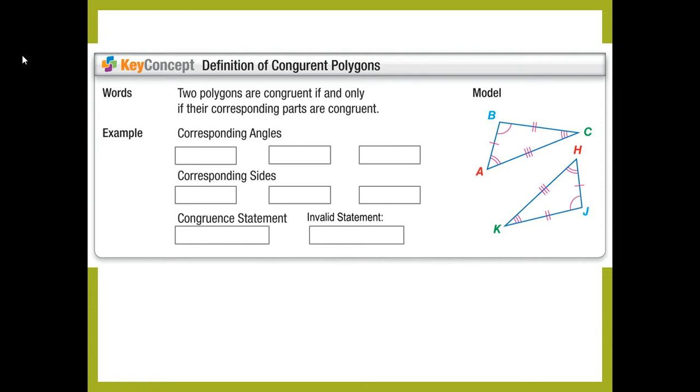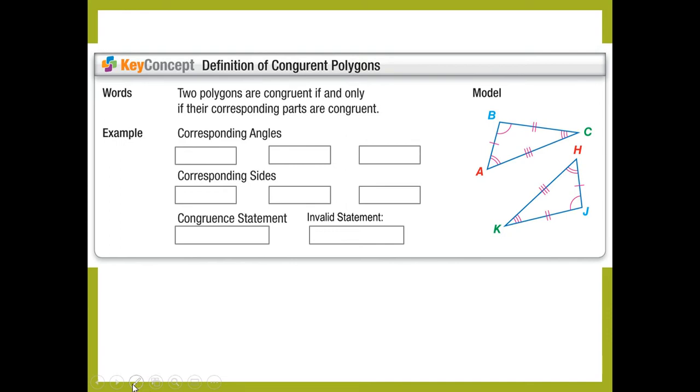Now we'll go over the definition of congruent polygons. A polygon just means a shape. So two polygons are congruent if and only if their corresponding parts are congruent. In this model, we have two different triangles, and this time the triangles are not oriented in the same way. We have to use the arches inside the angles and the hash marks on the sides to determine if they are congruent or not.